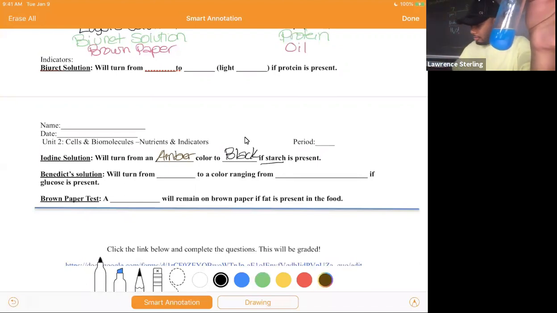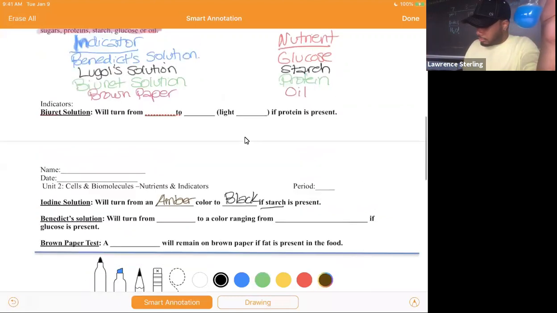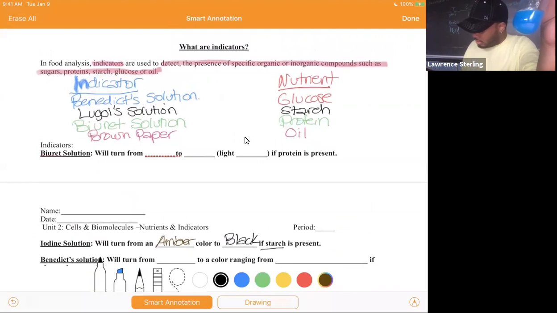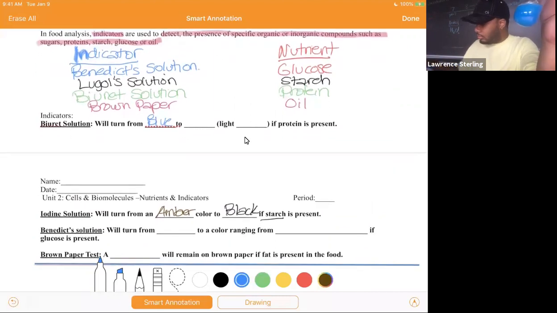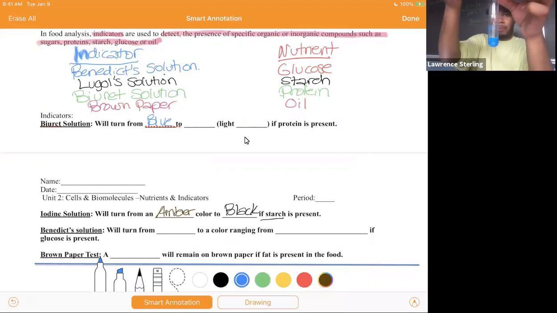You guys see that? So where it says Biuret solution, it'll turn from blue. We know that. Let's see what happens once we actually add this stinky protein. Ooh. Whoa. Ew. All right, let's add some protein.